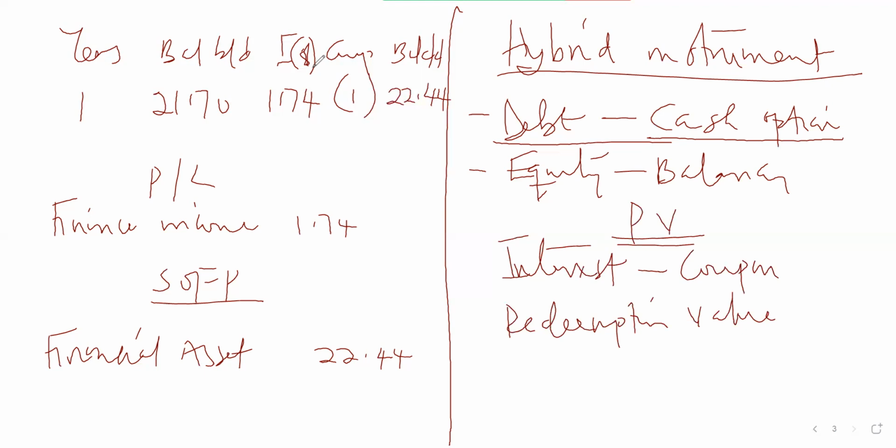Which discount factor do we use? We use the rate of a similar instrument without what? Conversion. The assumption is that we are not converting this at the end of the year. So if we are not converting this, what is the market rate of a similar instrument which cannot be converted? So we use the rate of a similar instrument which will not be converted.